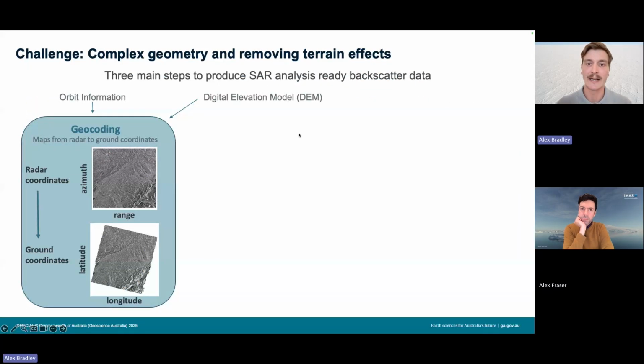So to get to that point is a bit of an involved process, and there's really three main steps. The first is something called geocoding. When we get a SAR image, it's in what's called radar coordinates, so it doesn't really have any idea of where it is on the ground, and we need to place that information on the ground. To do that, we need to understand the positioning of the satellite and also have some understanding of the surface of the Earth.